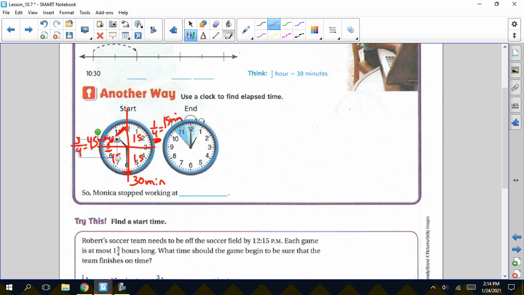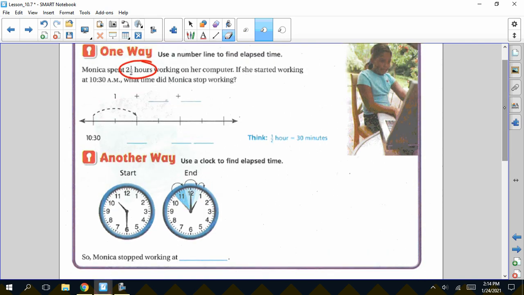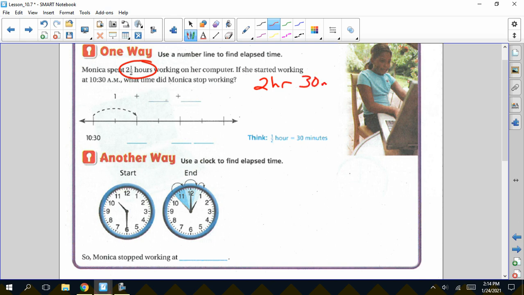Now, back to our example problem here. We know Monica has spent 2.5 hours working on her computer, which means she has spent 2 hours, and a half of an hour is 30 minutes. And she started at 10:30. We need to know what time she finished. So, if we're starting at 10:30, 1 hour would be 11:30. And again, we're still AM because this is 10:30 AM. We go 1 hour, we're at 11:30 AM.